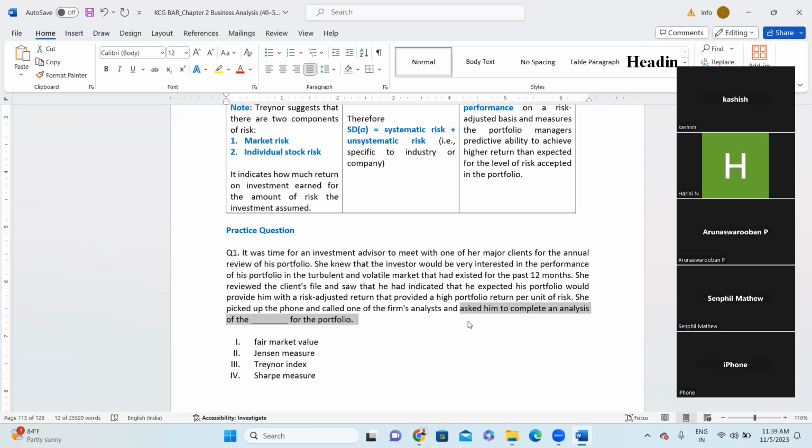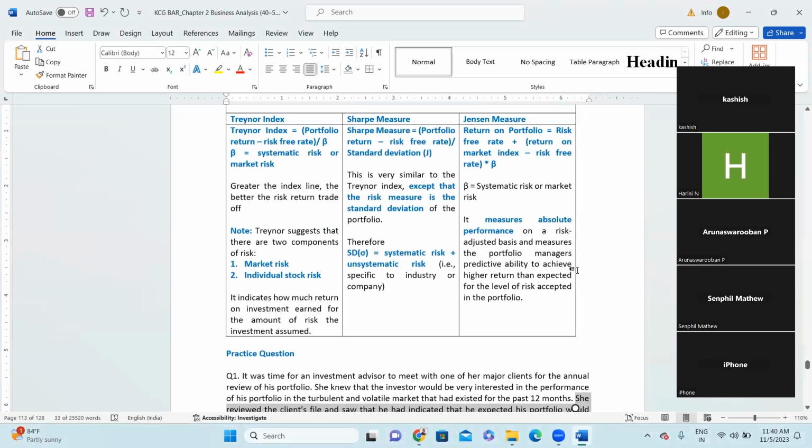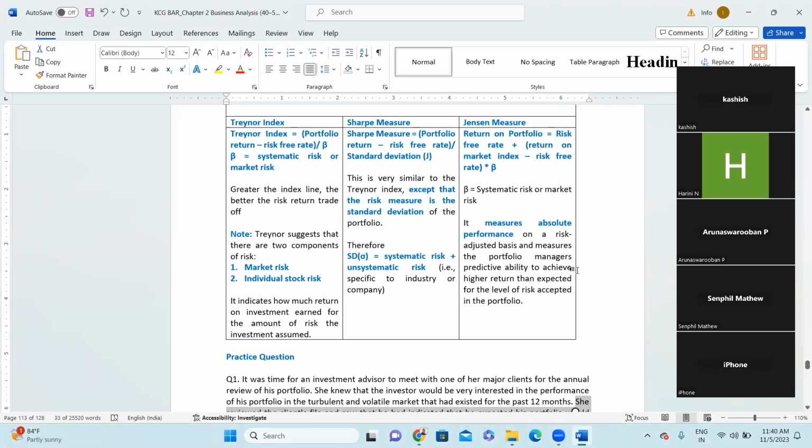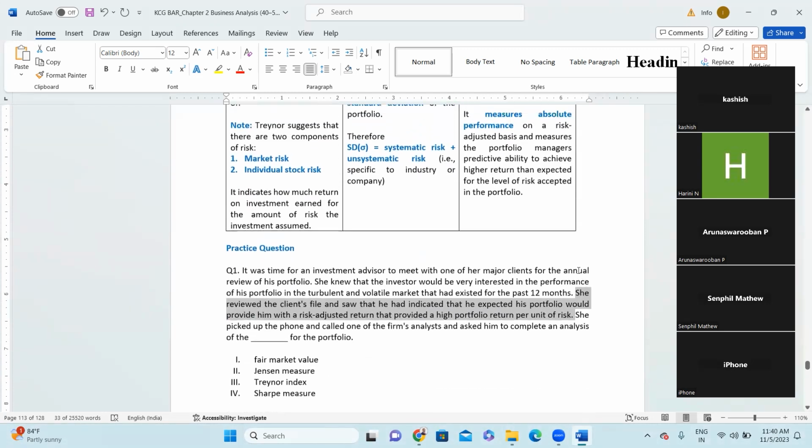Provide Jensen measure? Just see this again. This line: she reviewed the client file and saw that he had indicated that he expected his portfolio would provide him a risk-adjusted return that provides a high portfolio return per unit of risk. Jensen measure. Anyone else? Any idea? But if you see the last para of Jensen measure, it is already mentioned.